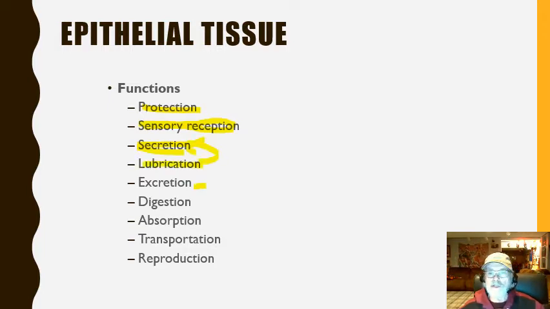Okay, excretion is similar, but what happens is sometimes we lose other elements through the surface of the skin as well. Okay, when you sweat, sweat has a lot of salt, a lot of sodium in it. You're not gonna lick it, but if you did, I don't know why, it'd be sort of salty.